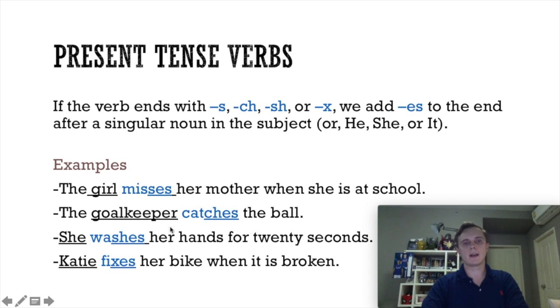The goalkeeper catches the ball. Goalkeeper, singular noun, and the verb catch ends with ch, so we add es, catches. She washes her hands for 20 seconds, like I hope you've all been doing over the last few months. So the verb wash ends with sh, we add es to the verb. And Katie fixes her bike when it is broken. Katie is singular. The verb fix ends with x, so we need to add es.